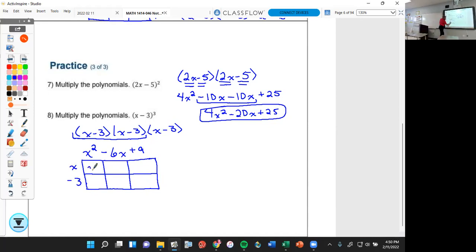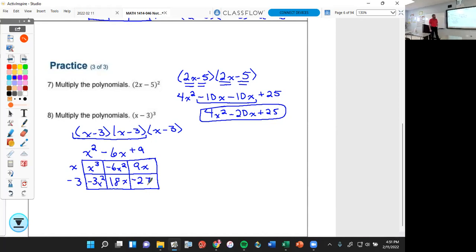X times x squared is x cubed. X times negative 6x is negative 6x squared. X times 9 is 9x. I'll now multiply the negative 3. Negative 3 times x squared is negative 3x squared. Negative 3 times negative 6x will be positive 18x. And negative 3 times 9 is negative 27.